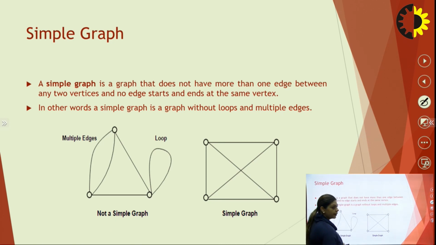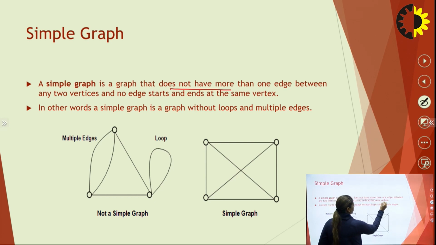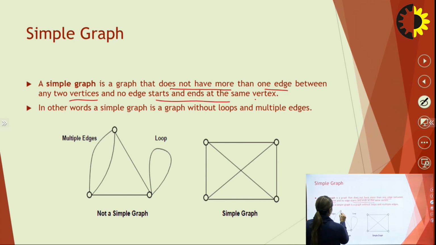Now what is a simple graph? A simple graph is a graph that does not have more than one edge between any two vertices and no edge starts and ends at the same vertex. Means if these are two vertices, see there are two edges that are joining these two vertices. So this is not a simple graph.